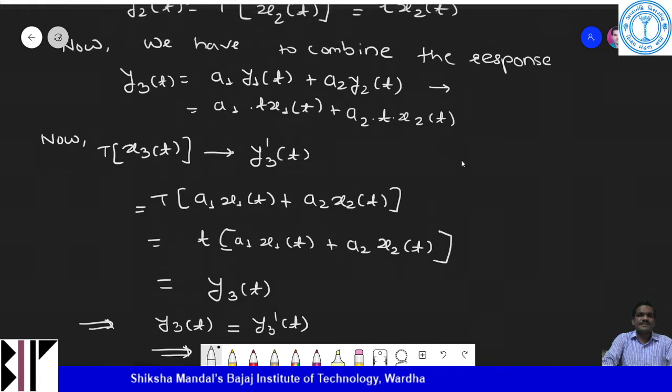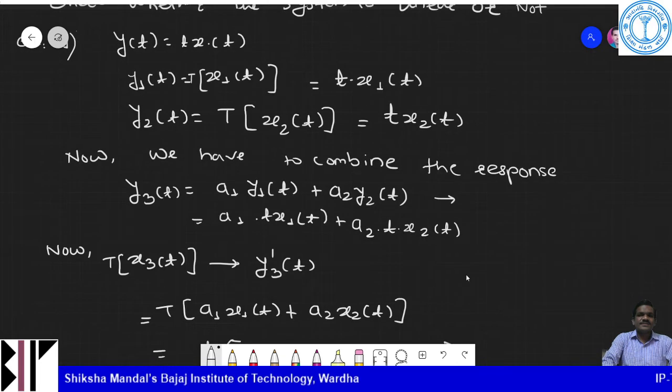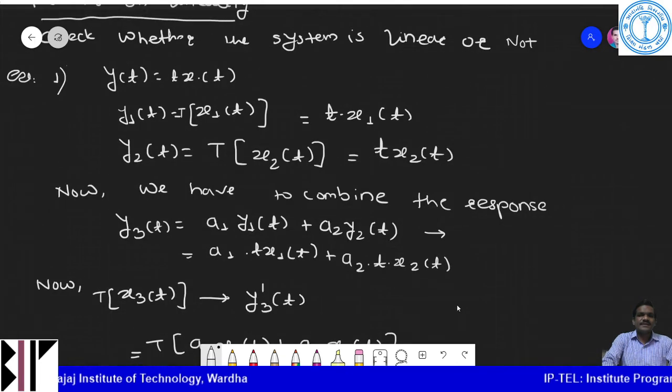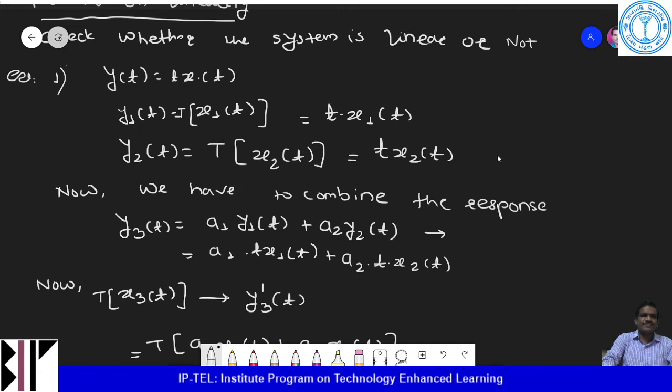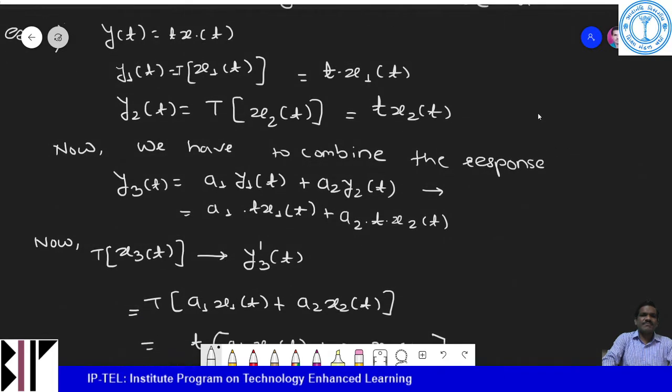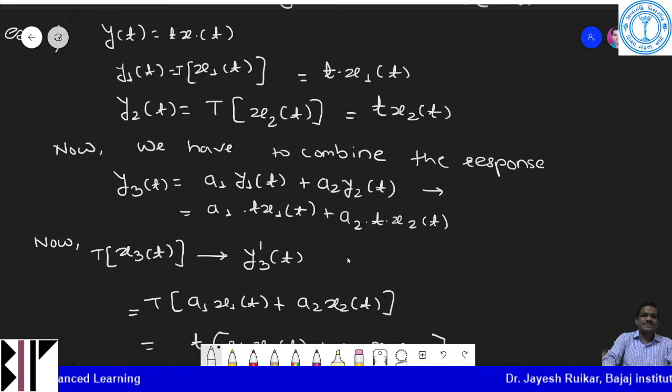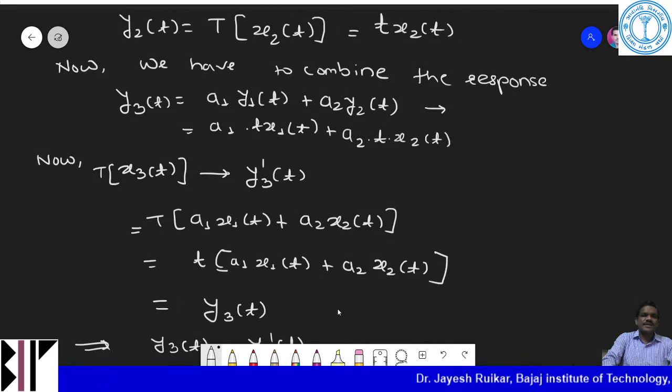So we'll see the steps again. The linearity principle says that when we have a system with responses y1 of t for x1 of t and y2 of t for x2 of t, then if we combine these responses, that is a1 y1 of t plus a2 y2 of t, it is equal to the linear combination.